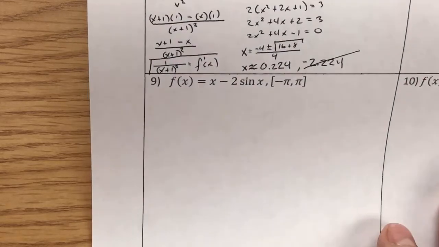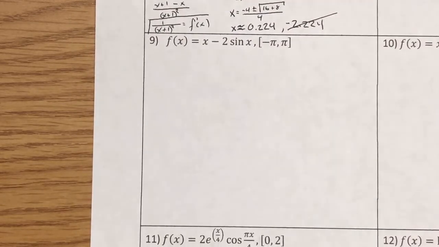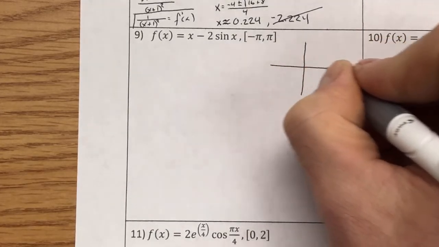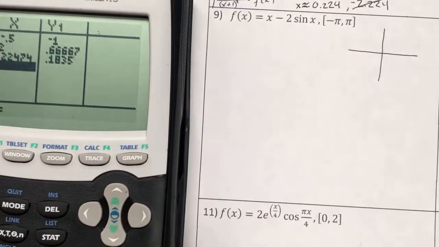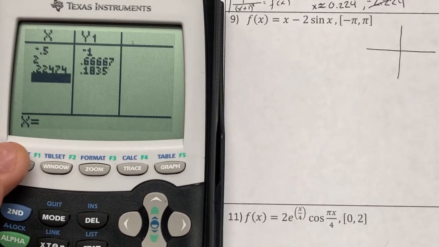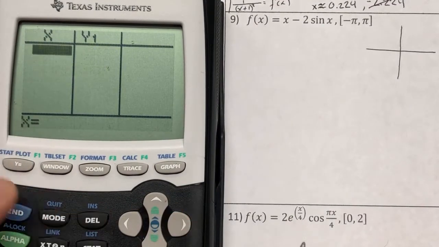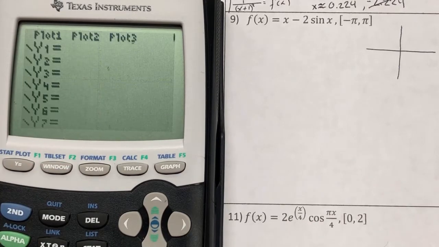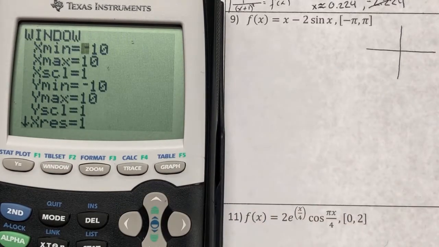Let's do one more. So let's go ahead and draw a sketch of this function, looking from negative pi to pi of x minus 2 sine x. So it looks like a sine wave along a line. So let's clear these out, clear this and reset our zoom. So x minus 2 sine of x, from negative pi to pi. So let's say negative pi minus 1 to pi plus 1.